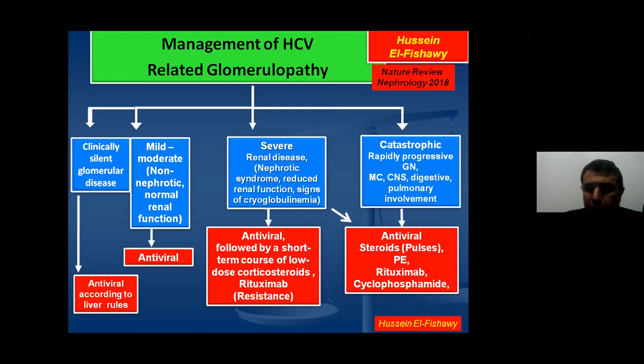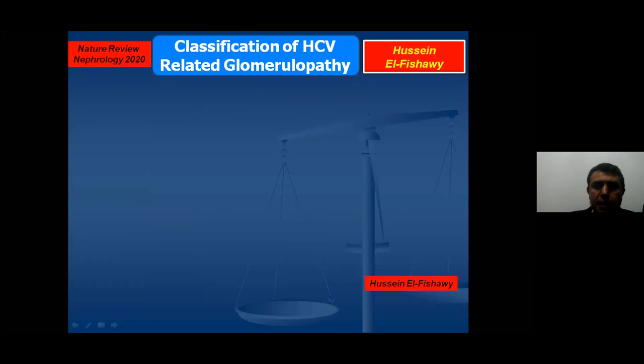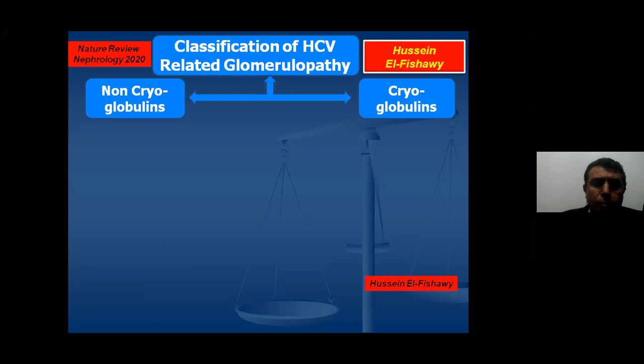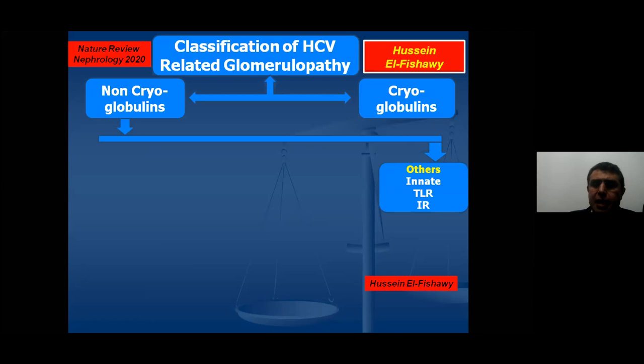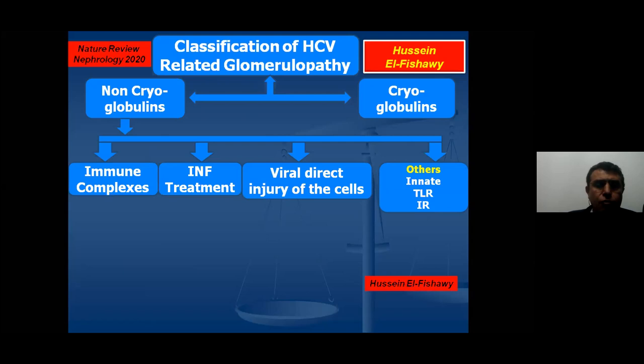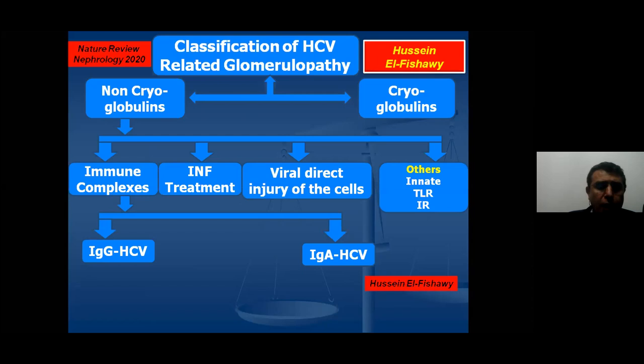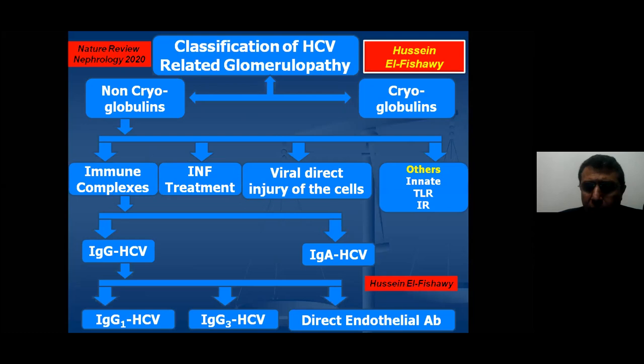So the take-home message: classification of hepatitis C virus-related GN is based upon being cryoglobulin or non-cryoglobulin. The non-cryoglobulin forms may be due to innate toll-like receptors, insulin resistance, direct viral entry into the cells, interferon treatment, or immune complexes. Immune complexes may be IgA or IgG. The IgG may be IgG1, IgG3, or anti-endothelial antibody, with a lot of details as we have described previously.